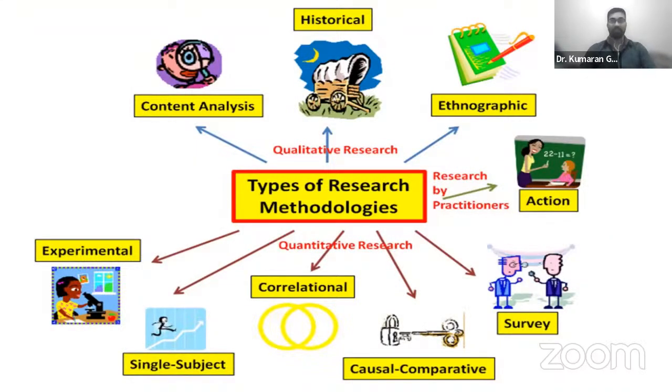So this is the type of research methodology for the quantitative, as I already said, but I give it again. For qualitative, there are content analysis, ethnography, interviews, and so on, but when writing, they will write it more descriptively. When we see the quantitative, it is more experimental, single subject, correlation, causal, comparative, survey, and action research. Normally action research is quite famous nowadays among our practitioners, that is educators.